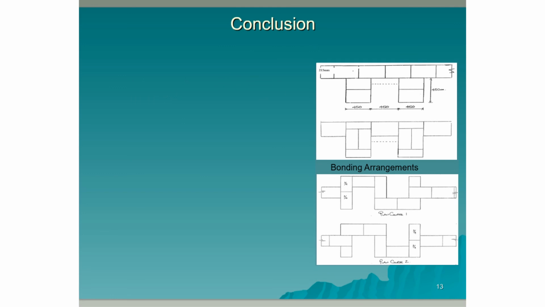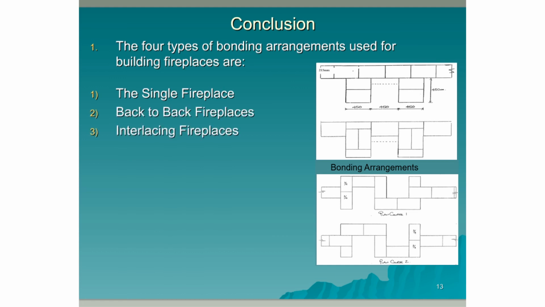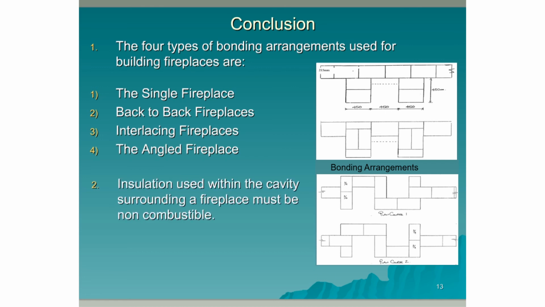In conclusion, the four types of bonding arrangements used for bonding fireplaces are the single fireplace, back-to-back fireplace, interlacing fireplace, and the angled fireplace. Insulation used within the cavity surrounding a fireplace must be non-combustible. Alternatively, the back of the recess must be at least 200mm thick.